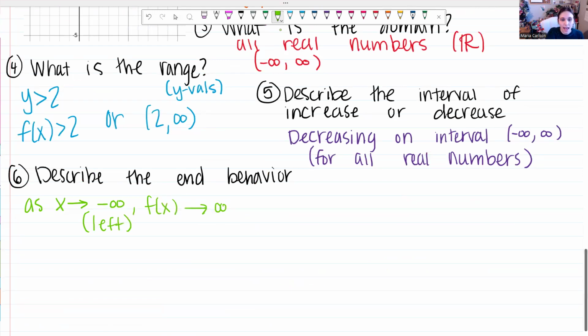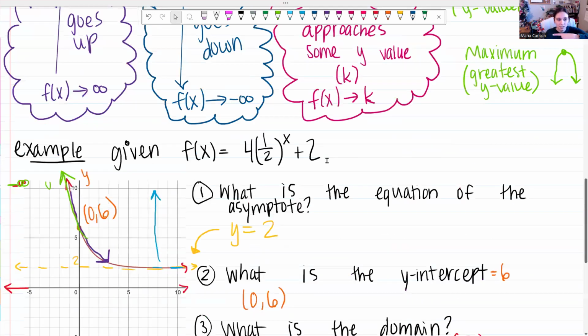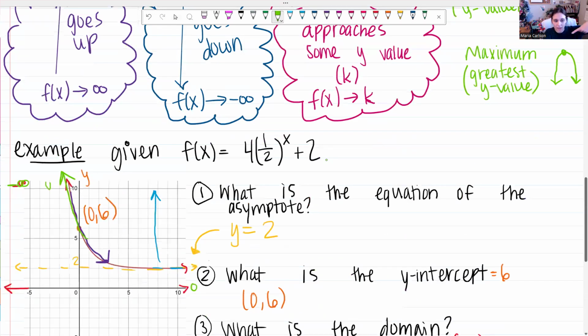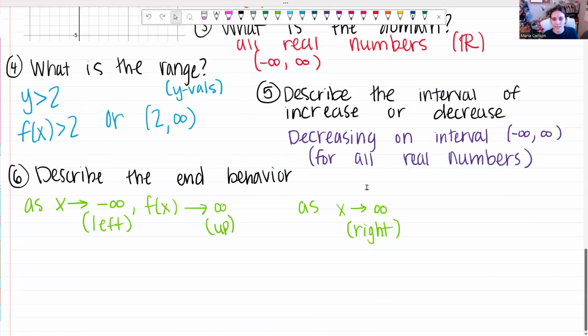And as x goes to positive infinity, or as we go to the right, forgot to say that this everything means up. As we follow our function to the right, to positive infinity, we are bottoming out at this asymptote of 2. So that is the end behavior on the right-hand side. As x approaches infinity, f of x is approaching 2, that asymptote.